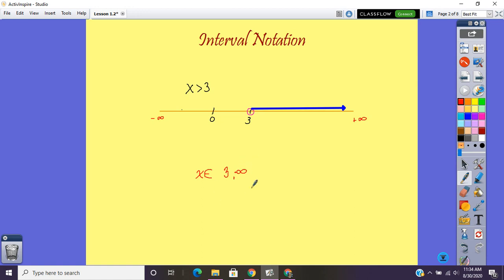And then to denote the sides, it cannot equal 3, so we use a parenthesis. And infinity is always a parenthesis because infinity is not a number you can ever be. So just to denote, if we have an open circle or if it's infinity, we use parentheses. If it's a closed circle, this is where it gets a little bit different, we use brackets. So let's talk about what one would look like with a bracket.